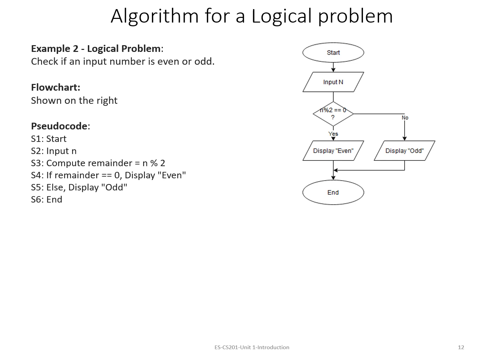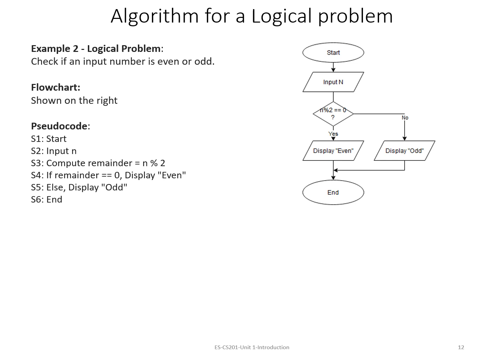Pseudocode. Step 1, start. Step 2, input n. Step 3, compute remainder equals n%2. Step 4, if remainder equals 0, display even. Step 5, else, display odd.